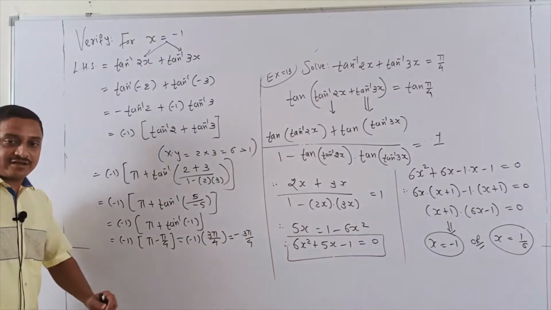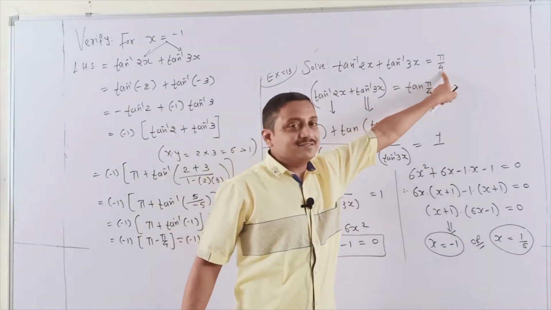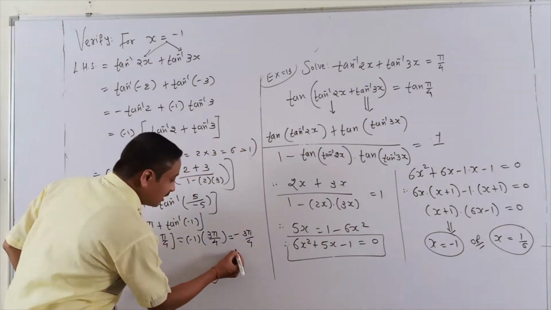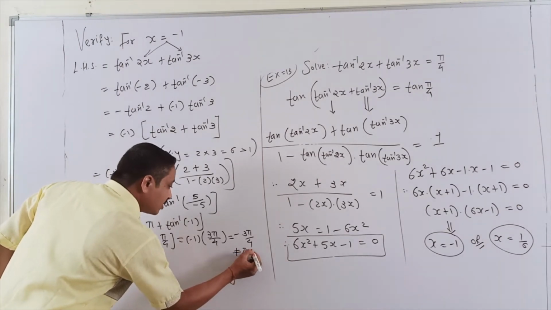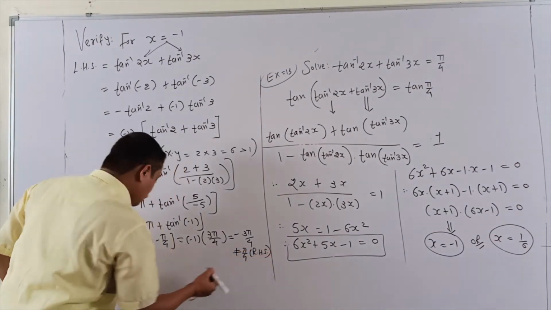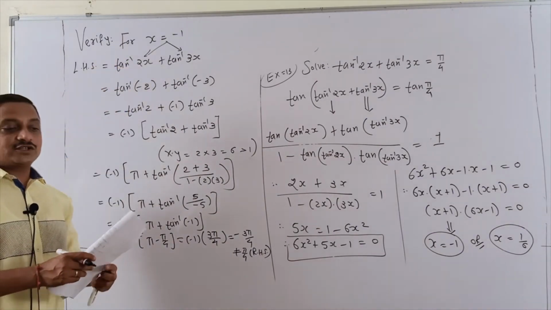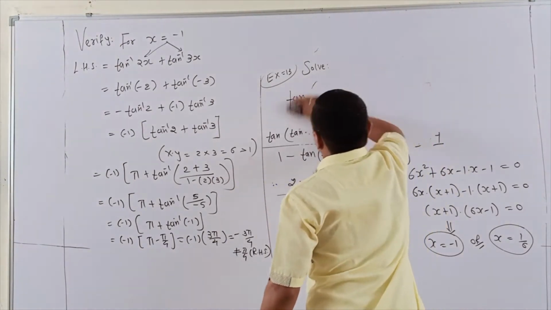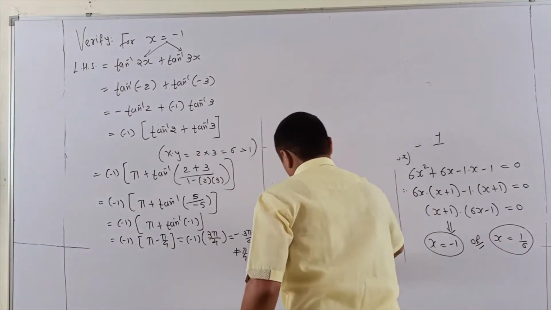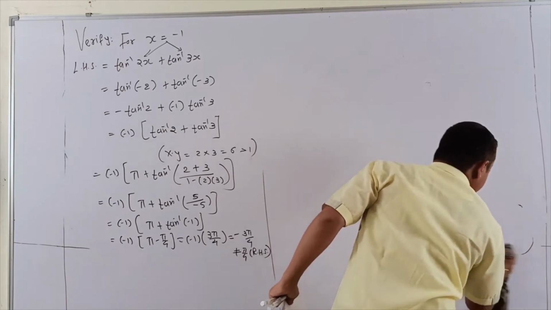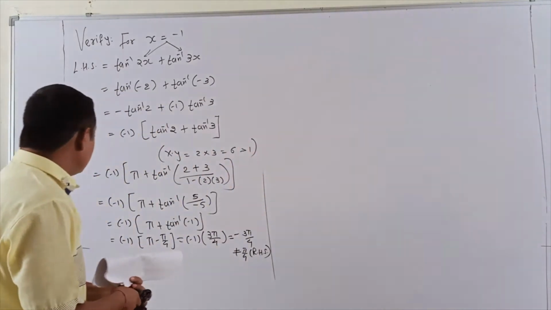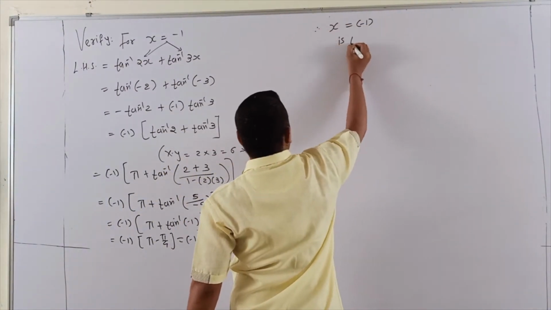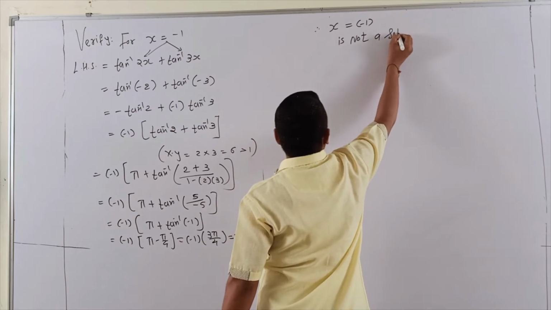Now students, wait and check. Is this answer equal to the RHS? No, it means this answer is wrong. So it is not equal to pi by 4, our RHS. So finally x equal to minus 1 we are not taking as our final answer. After that we have just shown x is equal to minus 1 is not a solution.